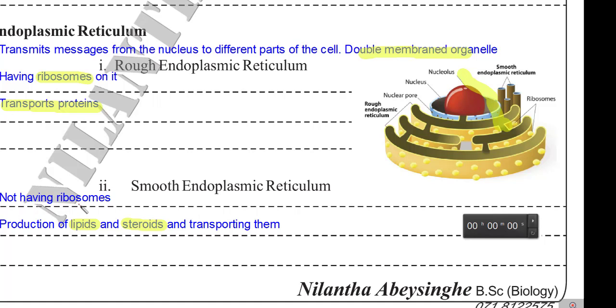Not having the ribosomes for our transport proteins, they are having the ribosomes on the rough endoplasmic reticulum. Okay? So double membrane organelle, right?